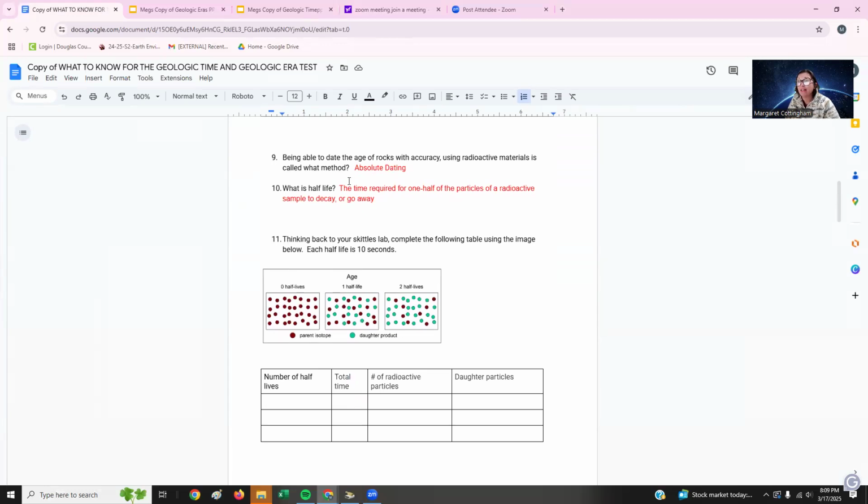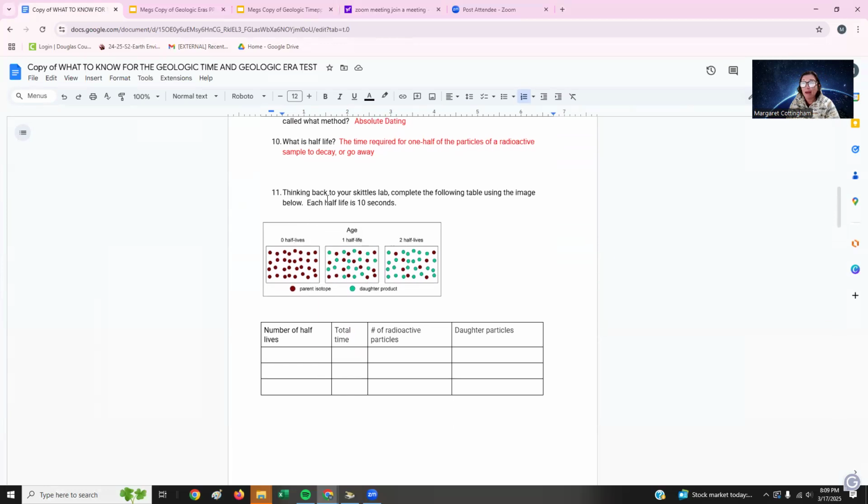A half-life is the time required for 1/2 of the particles of a radioactive sample to decay or go away. So let's say, we'll look down here in a minute. Here's an example of half-life. Thinking back to your Skittles lab, complete the following table using the image below.